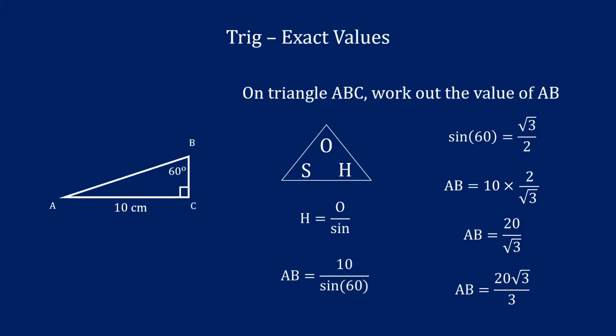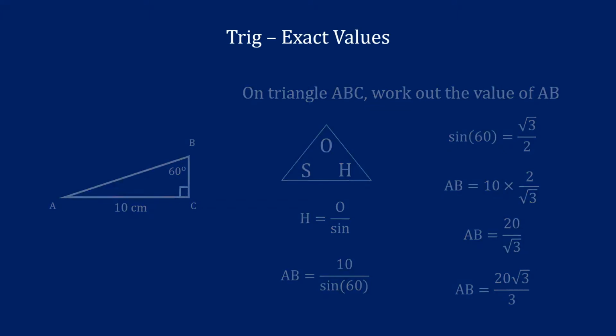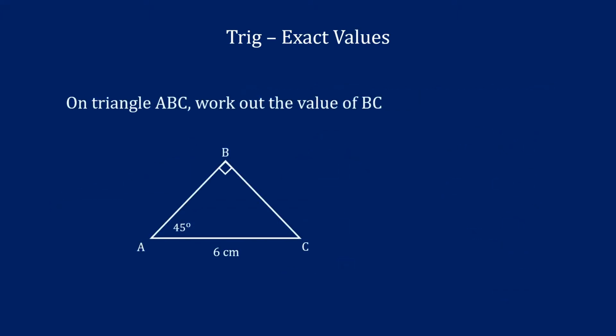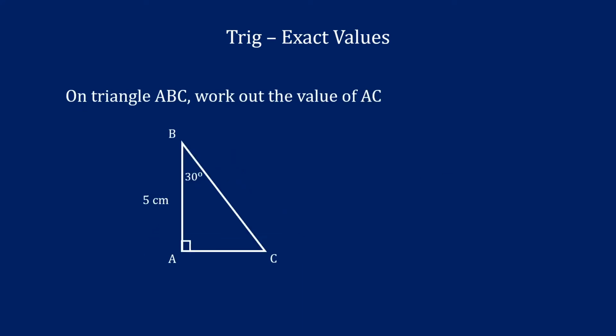Got it? Copied everything down? Alright. You give it a go. Find the value of BC. Cool. You should get 3 root 2. One more. Find the value of AC. You should get 5 root 3 over 3. Last one, find the value of AB. Cool. Should be 6 root 3. Got it? Last type of question now.